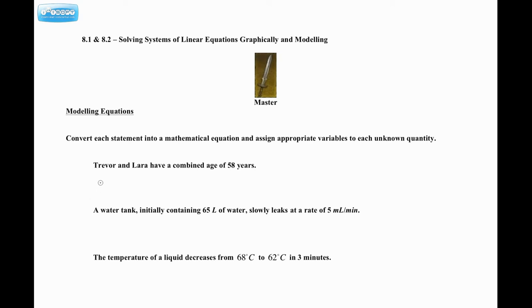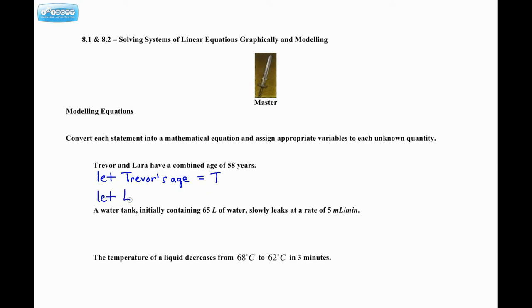So here we have Trevor and Lara, and they have a combined age of 58 years. So the unknown quantities are their ages, but we know that their combined ages, meaning when we add them together, we should get 58. So we're going to let Trevor's age equal T. So every time you see a capital T, we're just talking about Trevor's age.